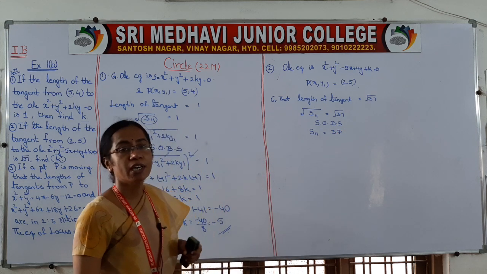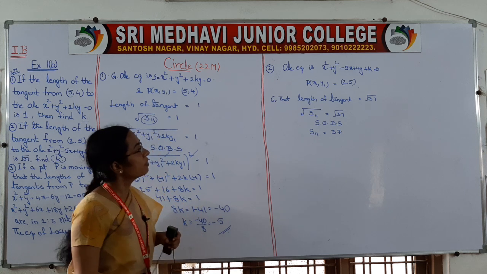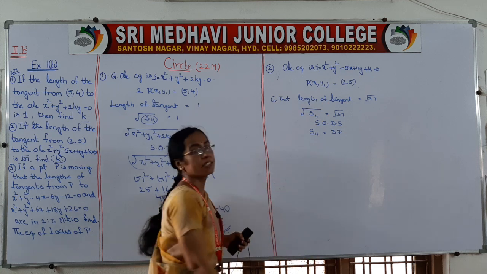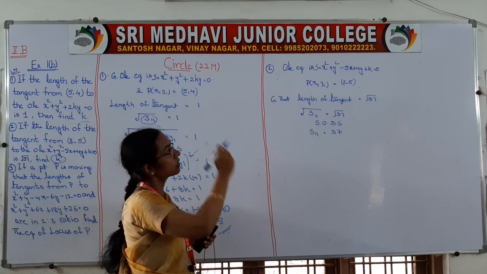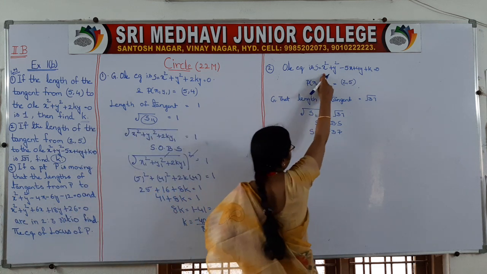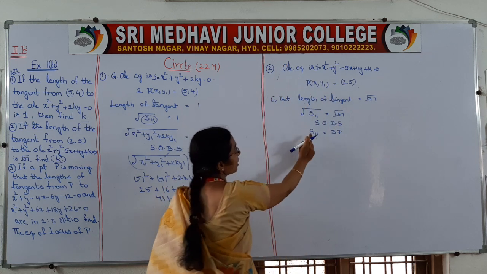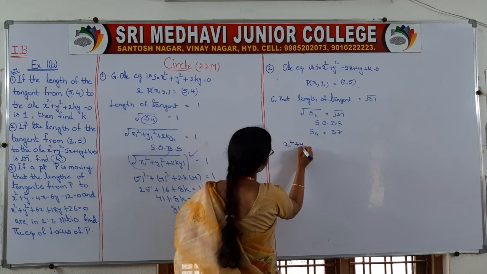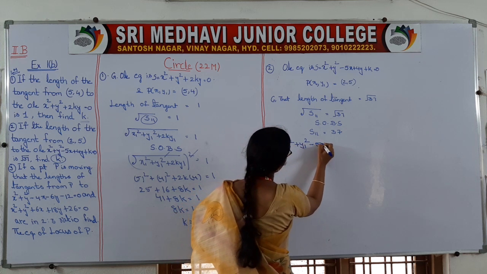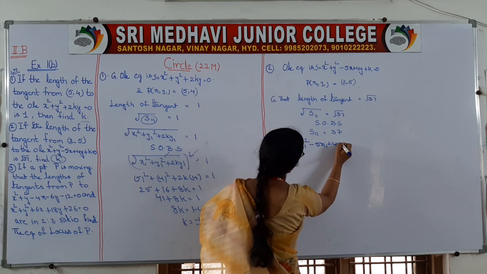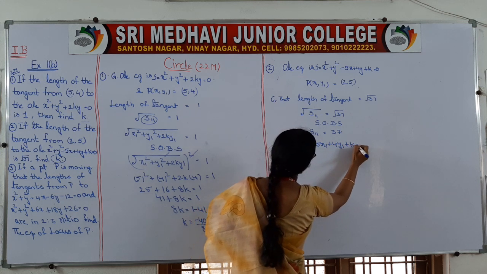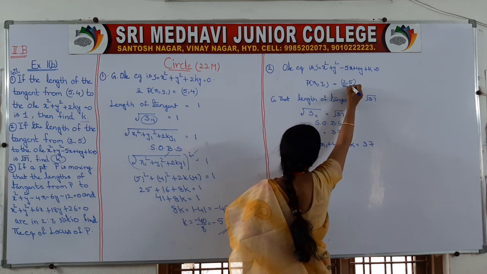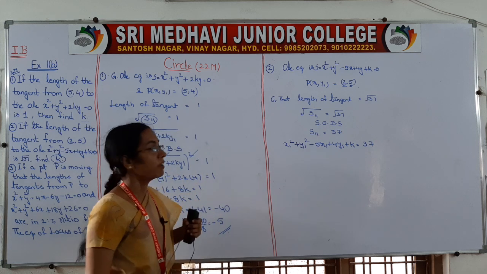Now we have to get our S11 value. How will we get S11? The circle equation is always S equals 0. In that circle equation, in place of x you take x1 and in place of y you take y1, and you will get your S11. So it is x1 square plus y1 square minus 5x1 plus 4y1 plus k is equal to 37. Your x1, y1 values are given to you. x1 is 2, y1 is 5.